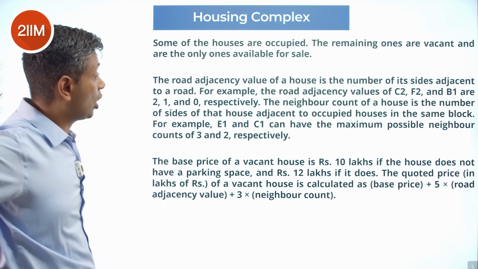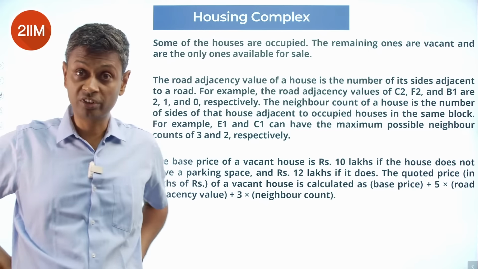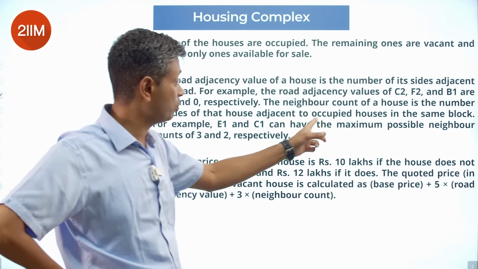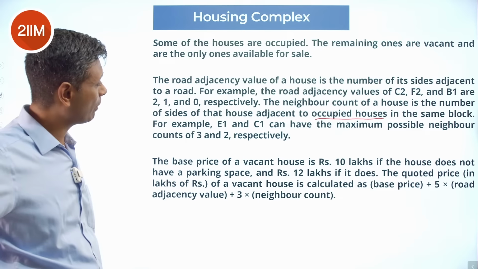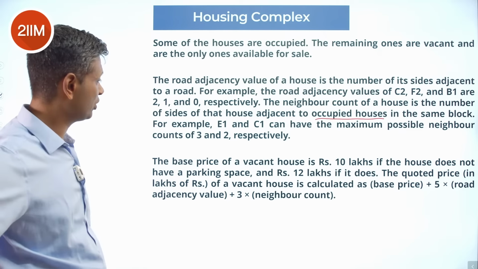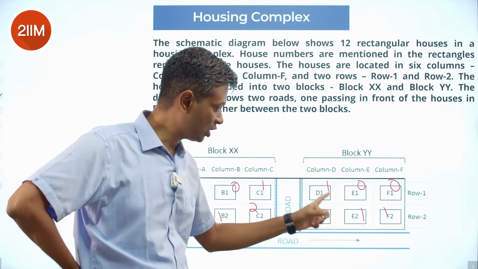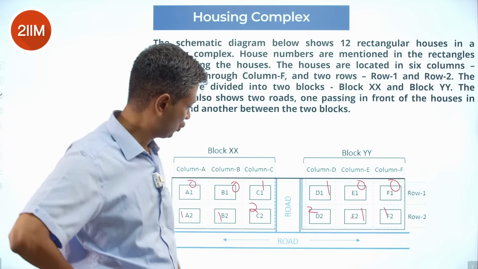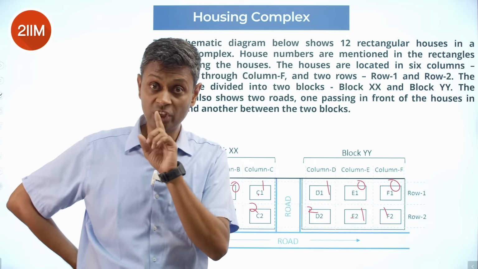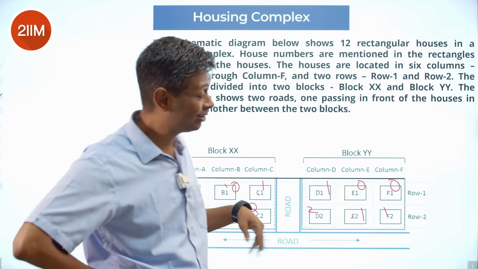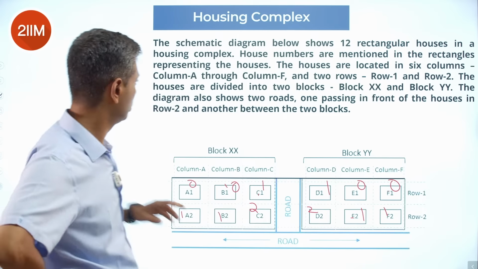The neighbor count of a house is the number of sides of that house adjacent to occupied houses in the same block. Very interesting. For example, E1 and C1 can have the maximum possible neighbor counts of 3 and 2 respectively. E1 can have 3 houses as neighbors, C1 can have 2. We're not saying the neighbor count for E1 is 3. It could be 3, it cannot be 4. It could be 3, 2, 1, or 0.